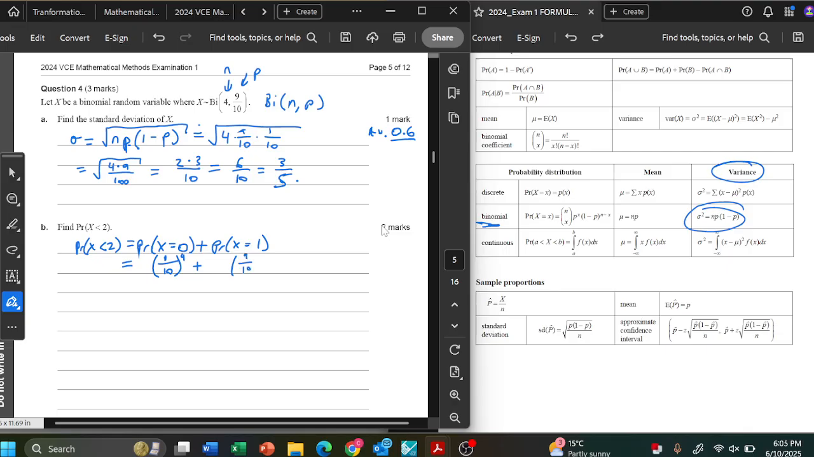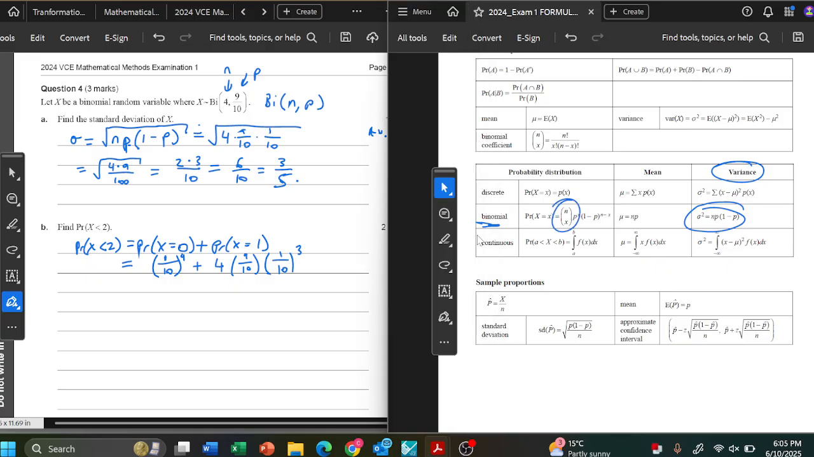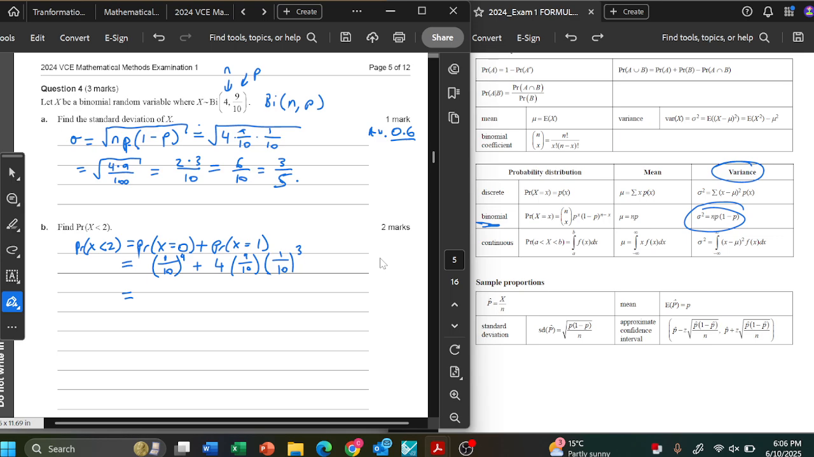Now, what about the probability that exactly one of them succeeds? Well, that's going to be 9 over 10 to the power of 1 times 1 over 10 to the power of 3. In other words, one of them succeeded, 3 of them failed, and there are actually 4 possible choices for which coin could have succeeded. Right, so for which trial could have succeeded, there are 4 possible choices. That's where this part of the formula comes in. That's the 4 choose 1 component. Okay, so let's go ahead and simplify that down.